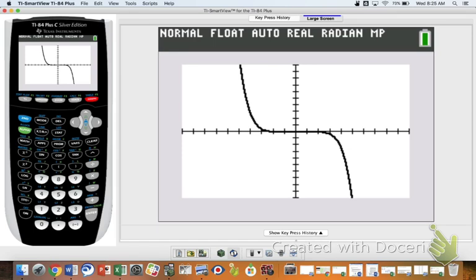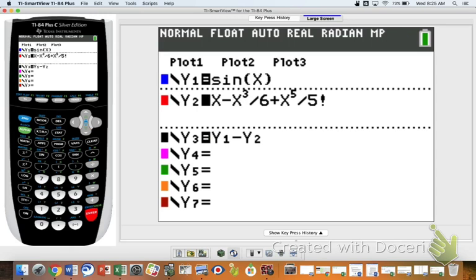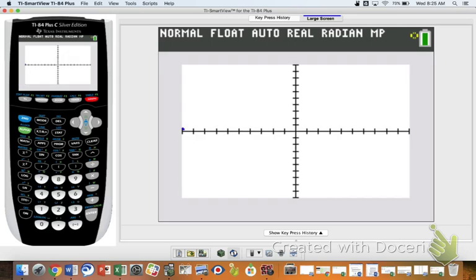So let's go back and turn this back on. We're going to go minus x to the 7, and we'll turn off the error. So now hopefully this is better. We hit the graph.